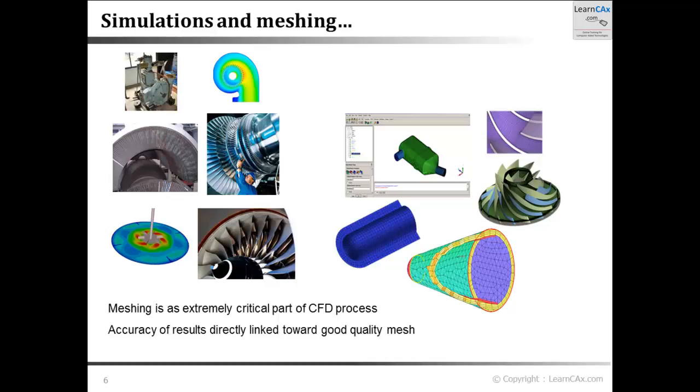Accuracy of your CFD results is directly linked to meshing. The better the mesh is, the more accurate the results are. Almost 50% of the CFD simulation time of any CFD engineer goes into meshing or mesh generation.